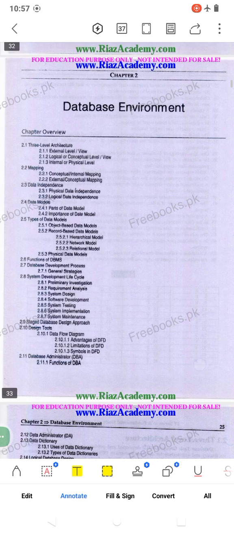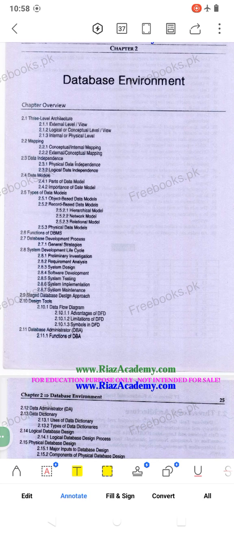Next we have types of data models. This is also related to section 2.4, data models. So we shall cover these 5 topics this week. First one, what is the 3-level architecture? Next we have data mapping. Next we have data independence, data models and types of data models. Basically, these are related to section 2.4, meaning we have 4 topics: architecture, mapping, independence and models.